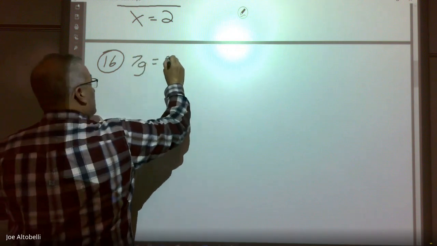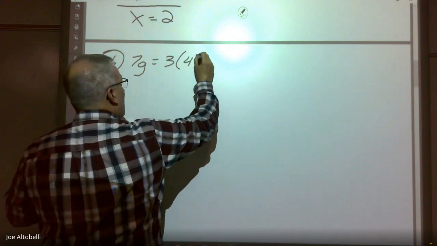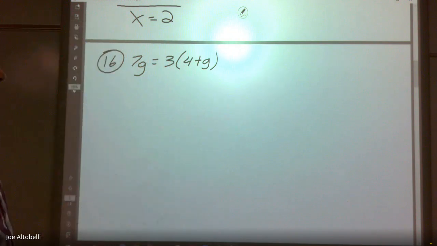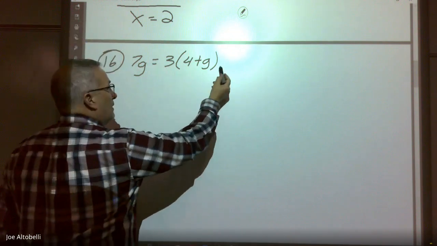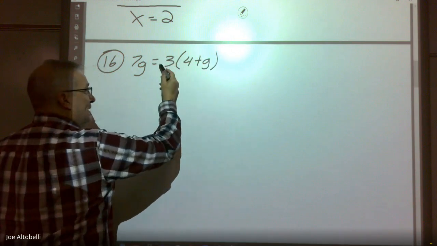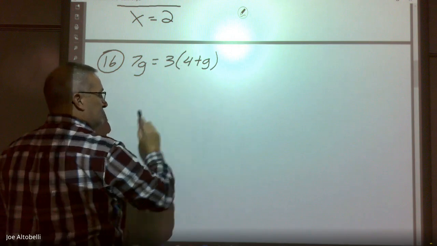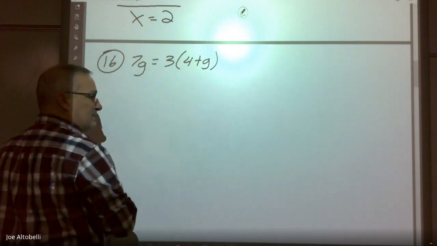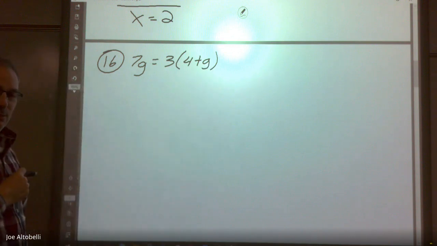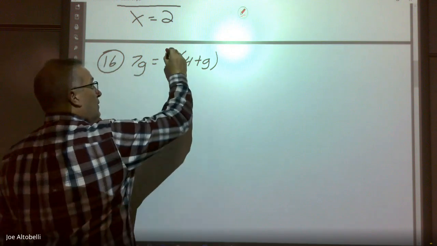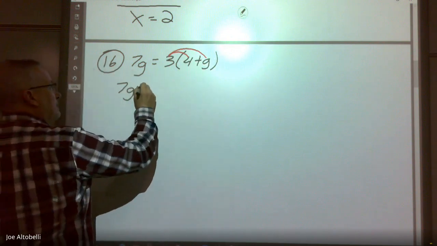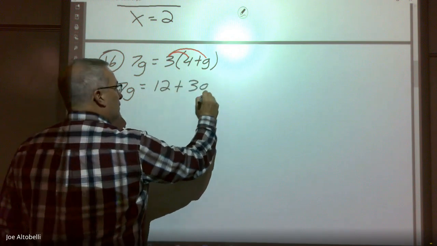7g is equal to 3 times the quantity 4 plus g. Now, you're going to simplify each side, combine like terms, okay? Well, hopefully you guys recognize when you look at this, you can do what to get rid of the parentheses? Starts with a D. It's one of your properties. Distributive property. Yes. So you are going to go 3 times 4 and 3 times g. So that'll be 7g is equal to 12 plus 3g.